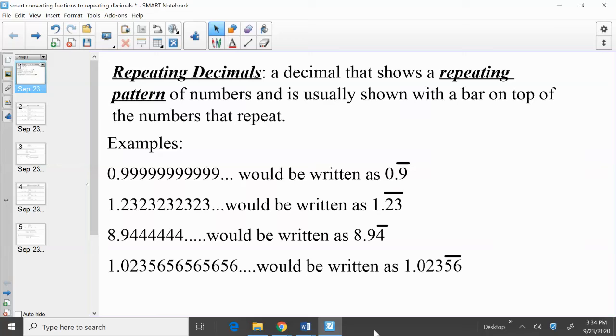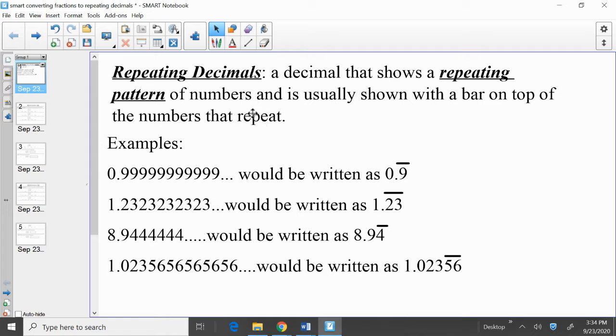Hello, students. This is a video to help you understand repeating decimals, and specifically taking fractions and turning them into repeating decimals. But in order to be able to do that, you have to know what a repeating decimal is. So the definition here says, repeating decimals: a decimal that shows a repeating pattern of numbers and is usually shown with a bar on top of the numbers that repeat.